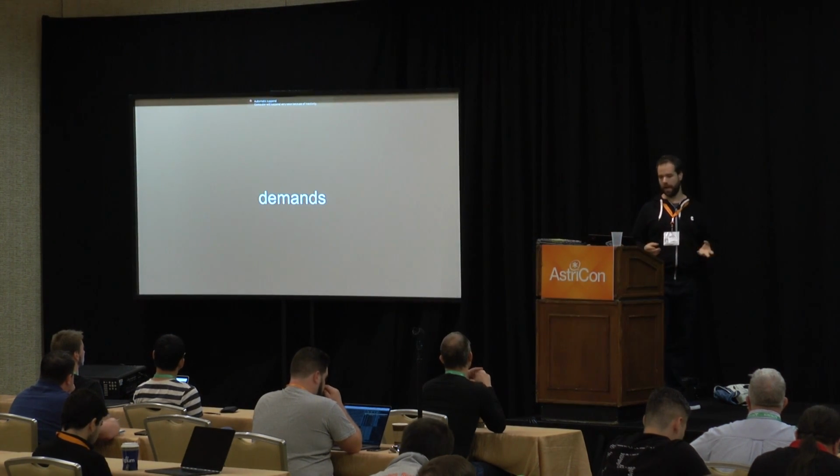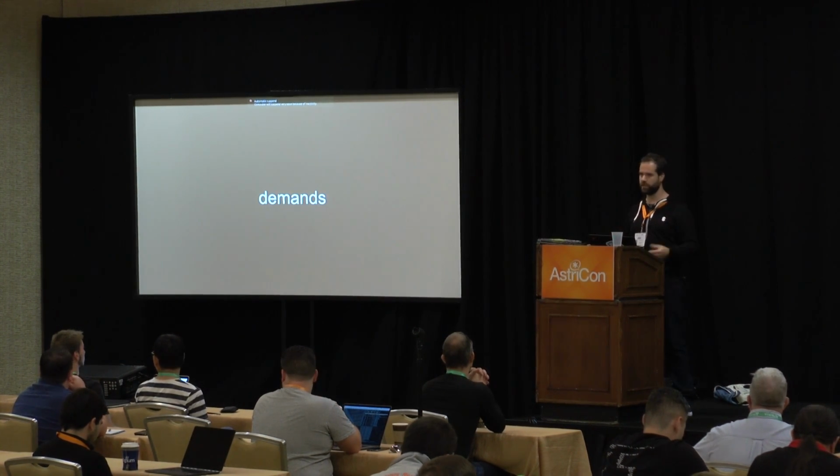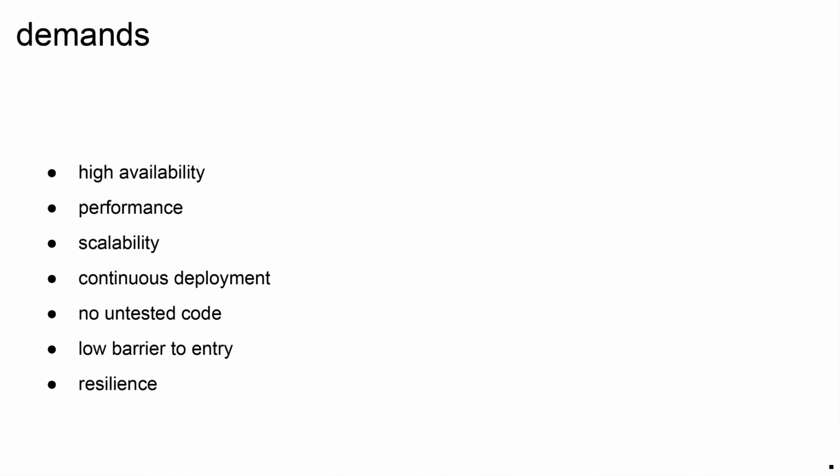So we have several demands from a telco core team perspective and from a company perspective. The first one, I think it's clear, is a demand for high availability. Then it should be performant. And if it's not performant enough, we want to scale.